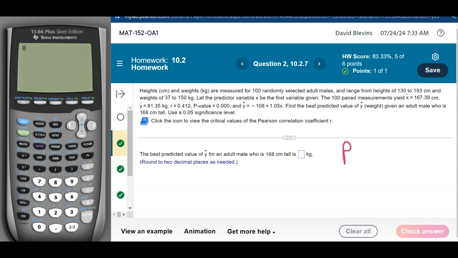Now, they're not showing the null hypothesis, but what it always is for these is that there's no regression in the population. And the alternate hypothesis is that the regression in the population, or the correlation in the population, is not zero, meaning it's significantly far away from zero, so there is correlation.